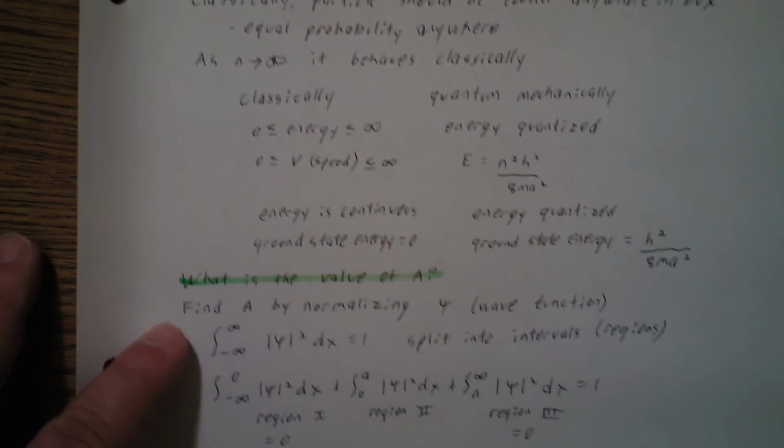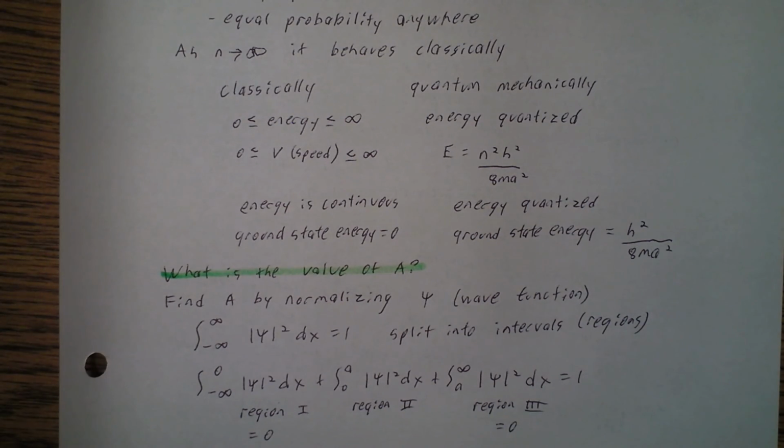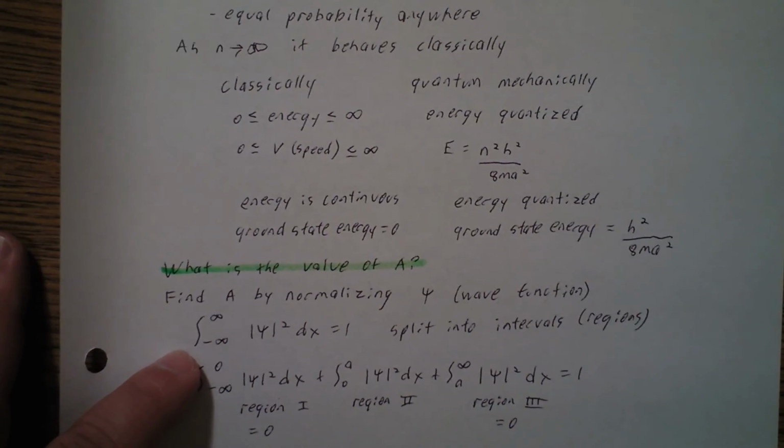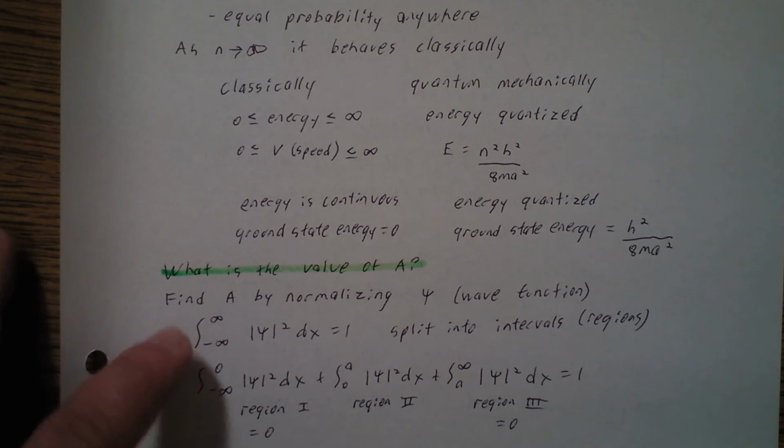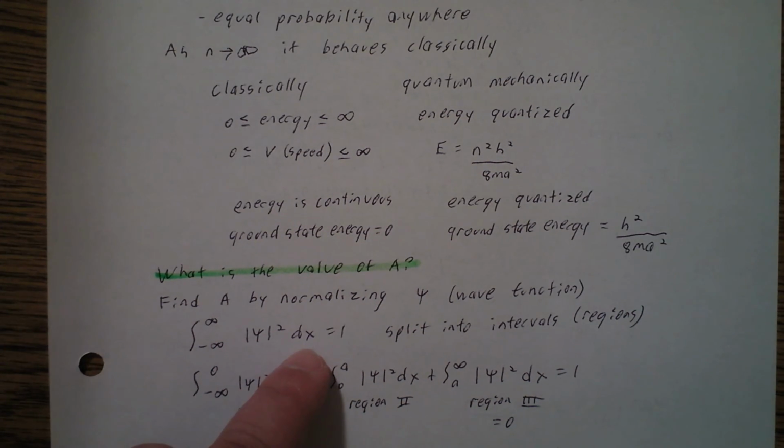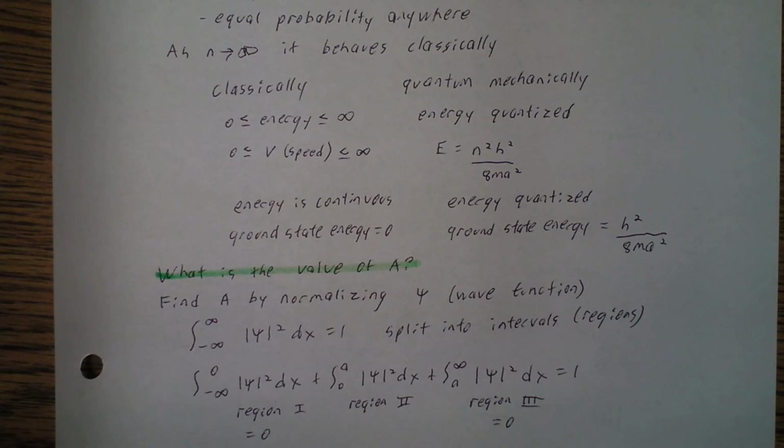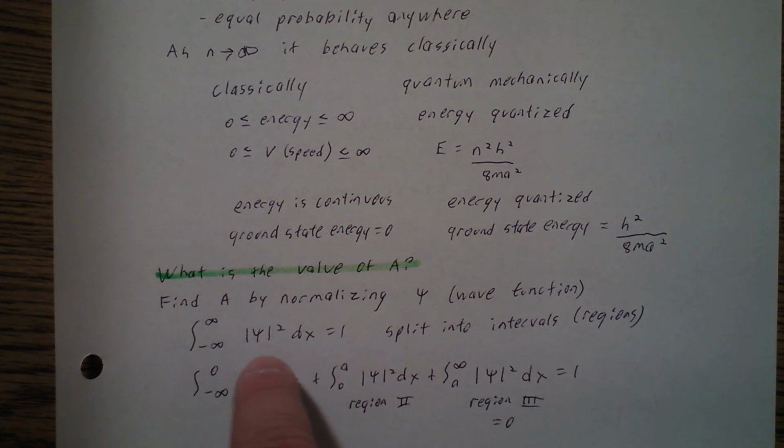So what is the value of A? Well, we find A by normalizing psi, which is the wave function. So we have the integral from negative infinity to infinity of psi squared dx. That's got to be equal to 1. So what we've done is show the probability of finding the particle anywhere is equal to 1, which basically means 100%.